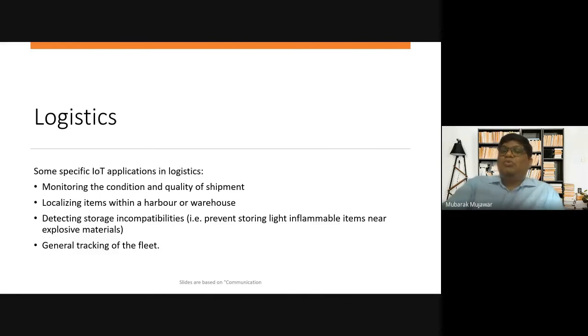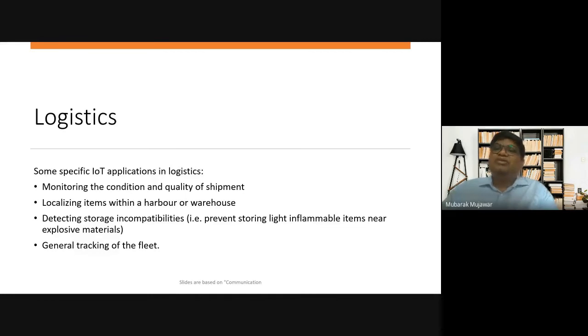So what and where should we be using our IoT devices? We'll be using IoT devices in logistics for monitoring the condition and quality of shipment, locating the items within the harbor or within the warehouse. We can also use them for detecting shortages as well as storage incompatibilities. For example, we can see whether the box which is kept is not in an inflammable zone or in a wet zone. So we can just monitor that.